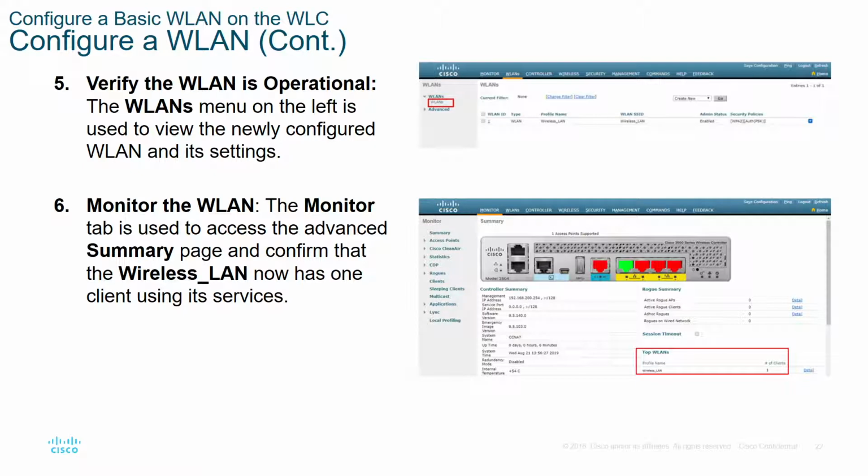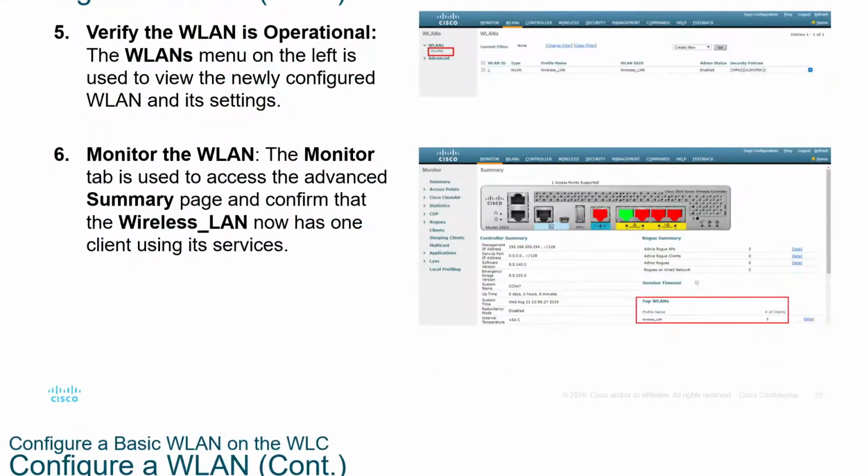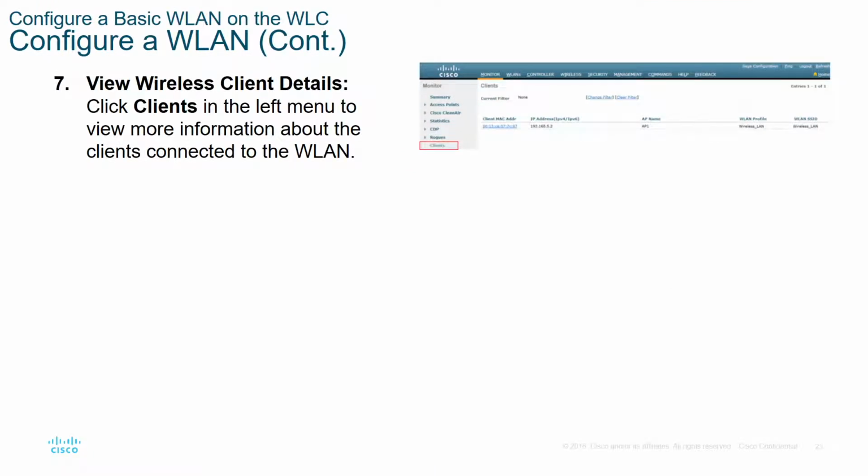In step 5, verifying the WLAN is operational, the WLANs menu on the left is used to view the newly configured WLAN and its settings. In step 6, monitoring the WLAN, the Monitor tab is used to access the advanced summary page and confirm that the wireless LAN now has one client using its services. In step 7, we view the wireless client details. We click Clients in the left menu to view more information about the clients connected to the WLAN.